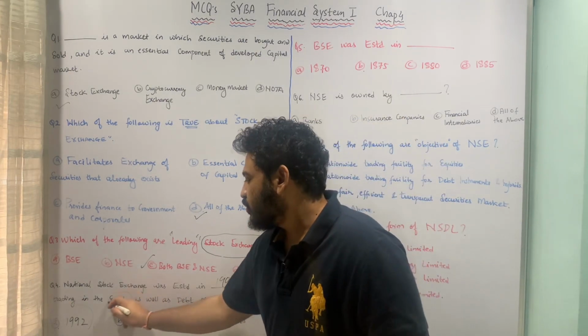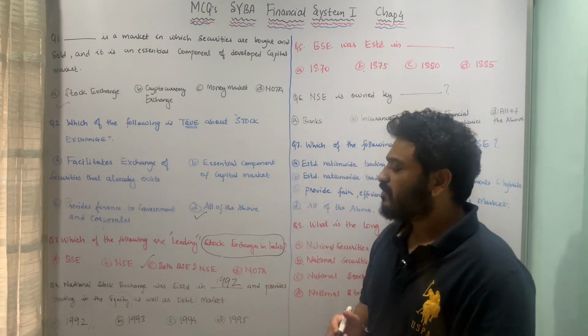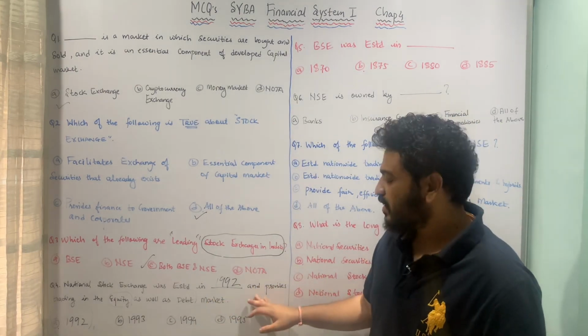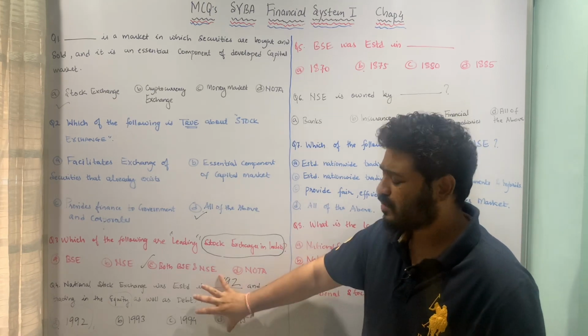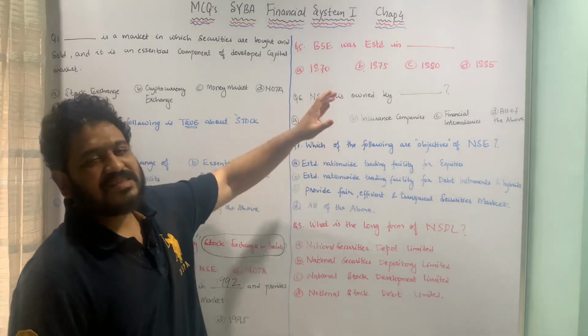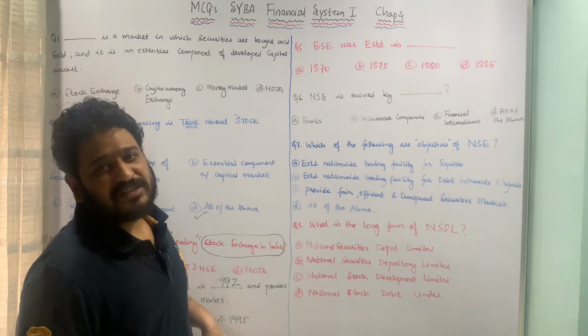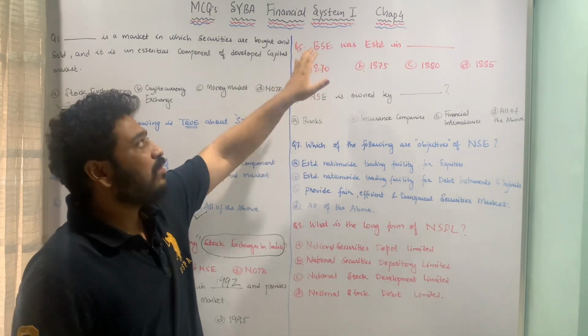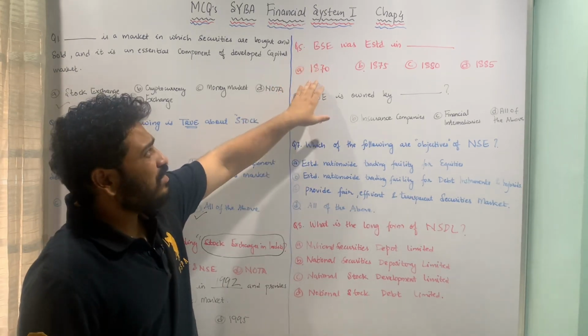So both equity as well as debt market, and therefore option A, which is 1992, is the correct answer to this particular question. I hope the question is pretty much clear. Let us now move to the next question, which talks about BSE. Obviously, when there is NSE or establishment of NSE, there is bound to be a question which will talk about Bombay Stock Exchange. Let us look at the question.